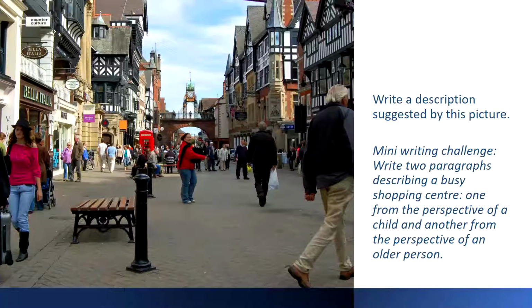In this busy town scene, if you don't decide to do the full 45-minute, write a description suggested by this picture. Your mini writing challenge is to write 2 paragraphs describing a busy shopping centre, one from the perspective of a child and another from the perspective of an older person. So really thinking about how the voice of the writer and the perspective from which you approach that description is going to transform the language that you might use and the imagery that you're going to create.